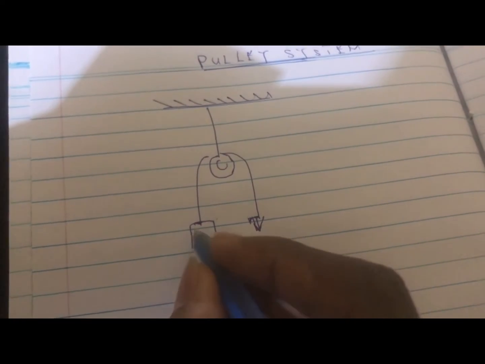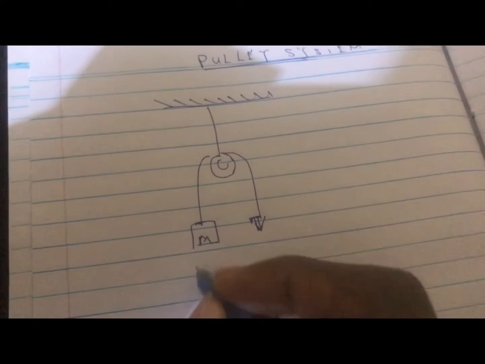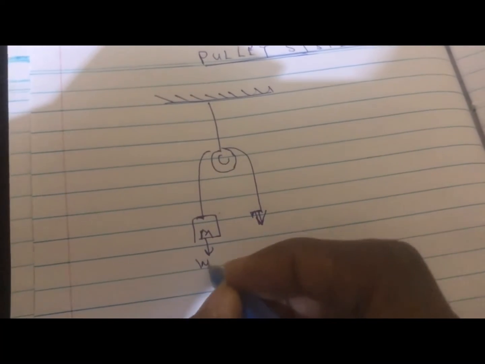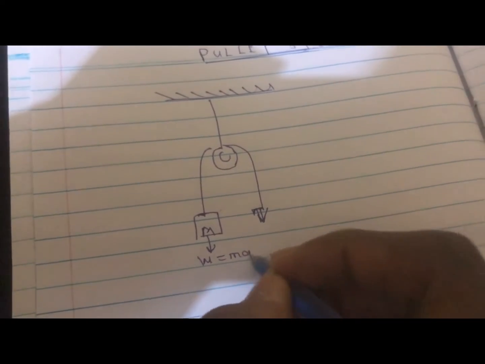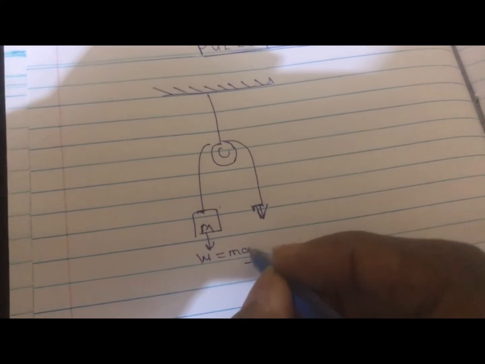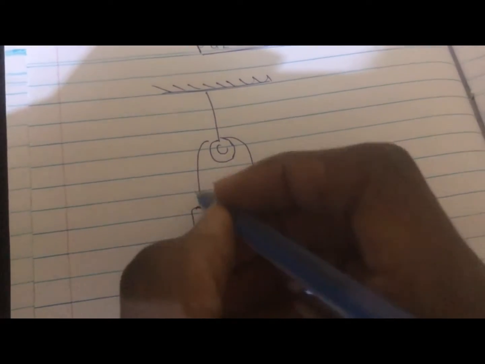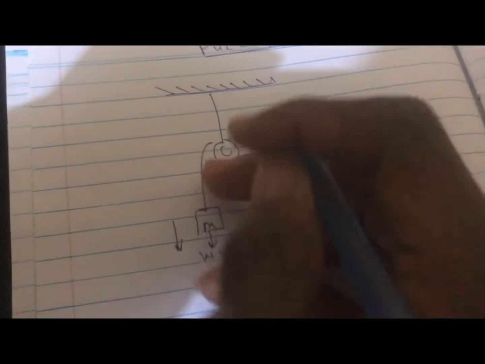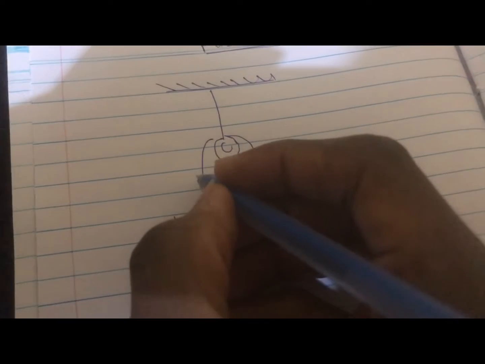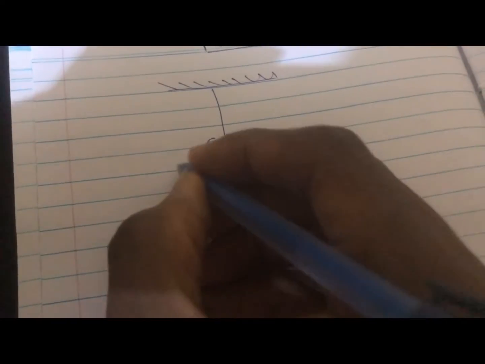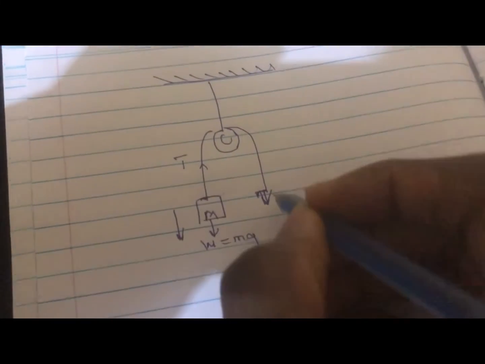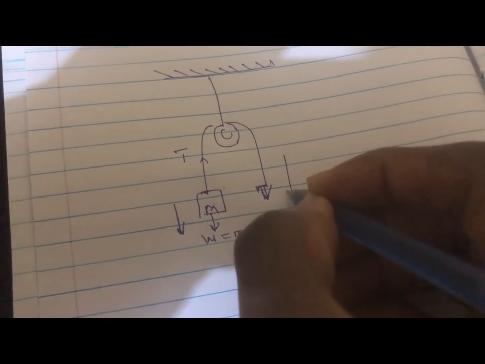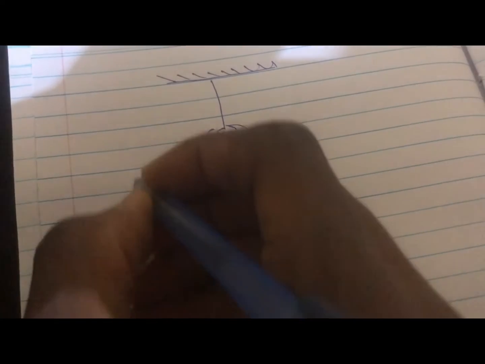And what is a weight? A weight is a force that acts on the mass. So now it shows that there is a force which is the weight, and it's giving us what? Mg, where m is the mass of this body and g is acceleration due to gravity. So now as a result of this mass pulling the body down, this string experiences what? A tension T.